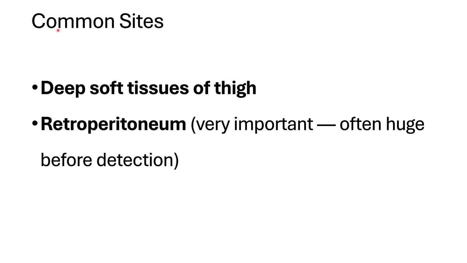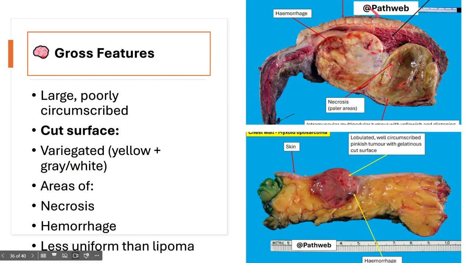When talking about the most common sites, the liposarcoma is found in the deep soft tissues of the thigh and the retroperitoneum. One thing you have to remember about the sites is, if this liposarcoma occurs in the retroperitoneum, it is very important to know that until it becomes huge, we are not able to detect it. So it will have grown bigger by the time we detect it.